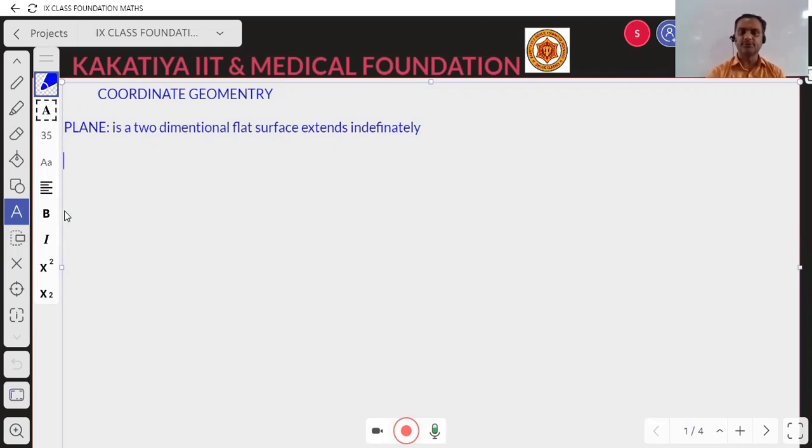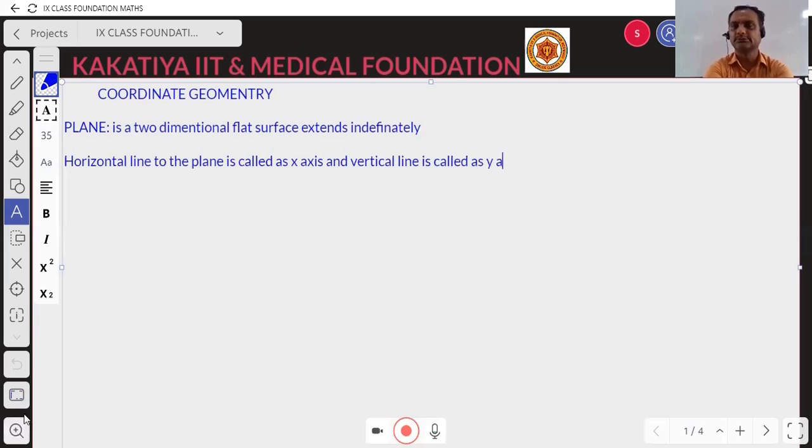Fine. Now say, suppose we have a horizontal line to the plane and a vertical line to the plane, right? So the horizontal line to the plane is called the x-axis. And the vertical line is called the y-axis. Okay. Combined, these x and y-axis are called the coordinate axis.